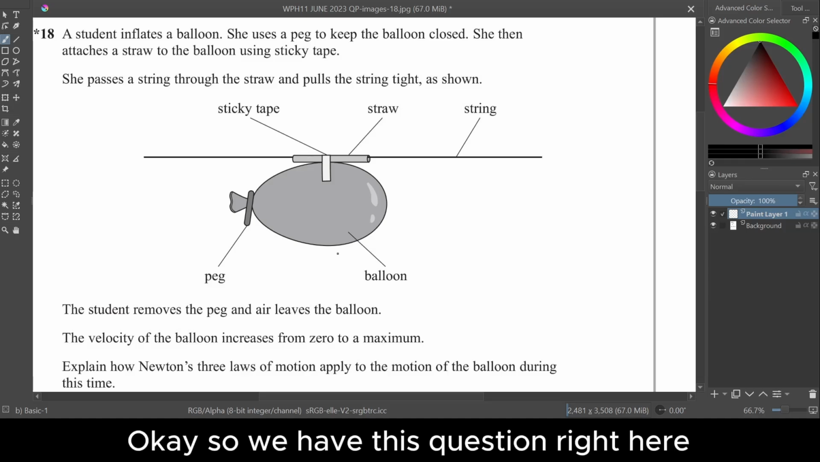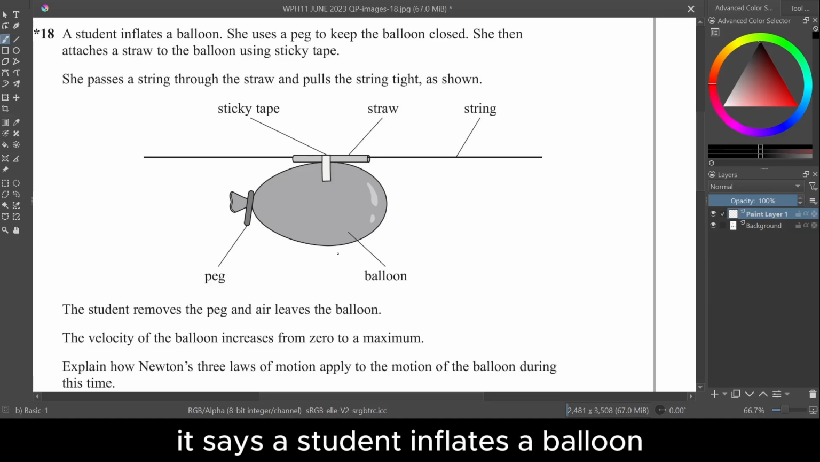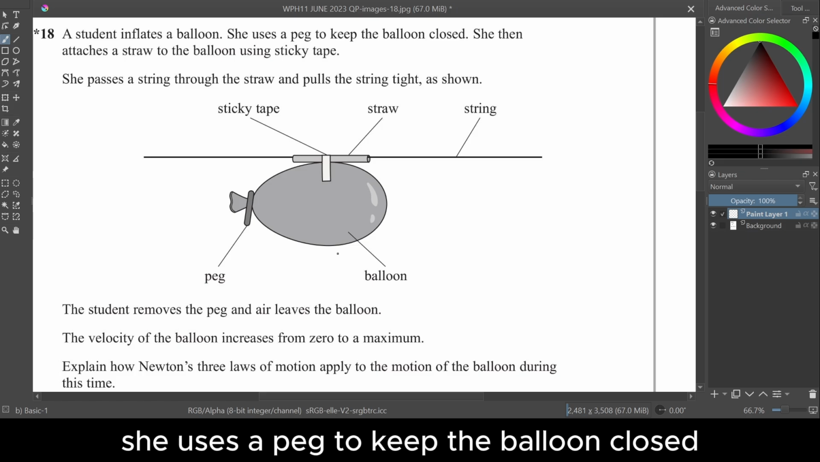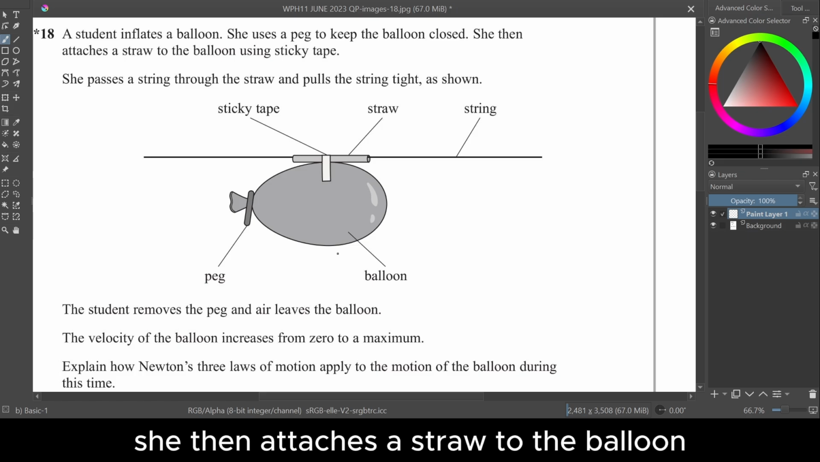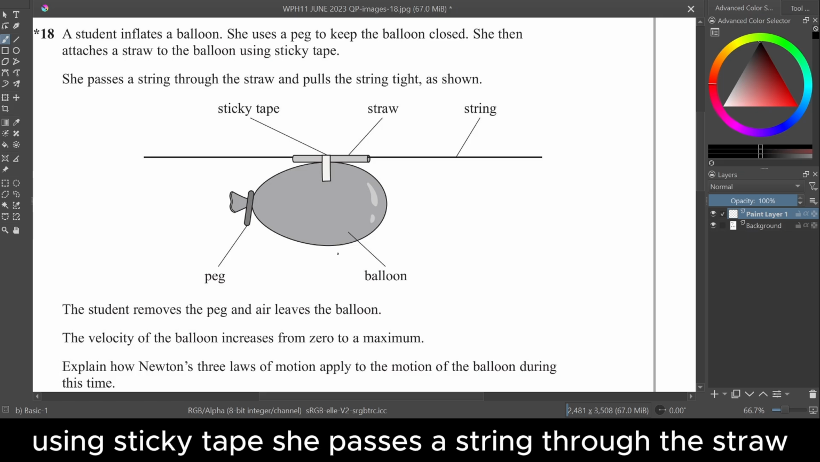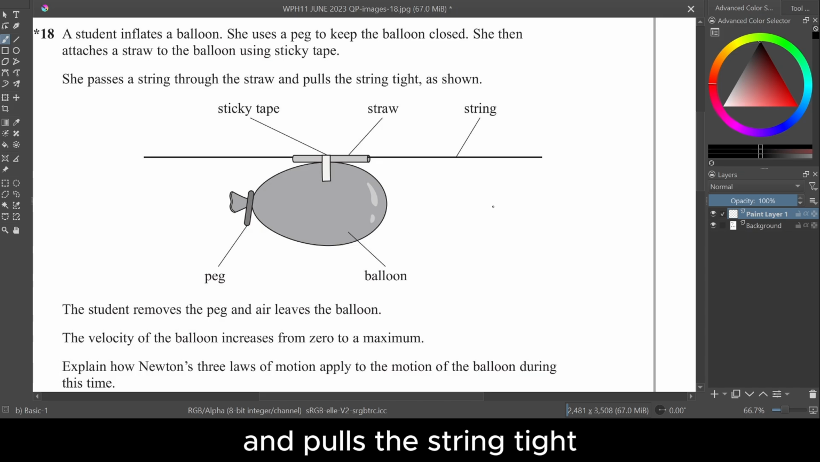Okay, so we have this question right here. It says the student inflates a balloon. She uses a peg to keep the balloon closed. She then attaches a straw to the balloon using sticky tape. She passes a string through the straw and pulls the string tight as shown.